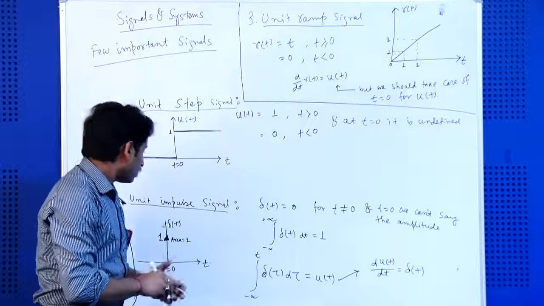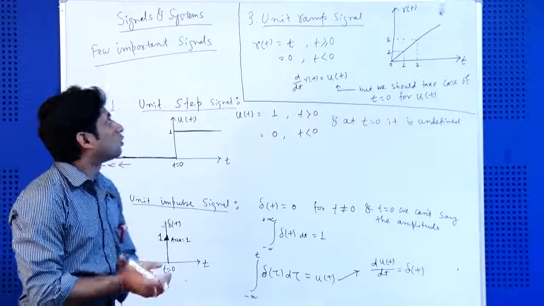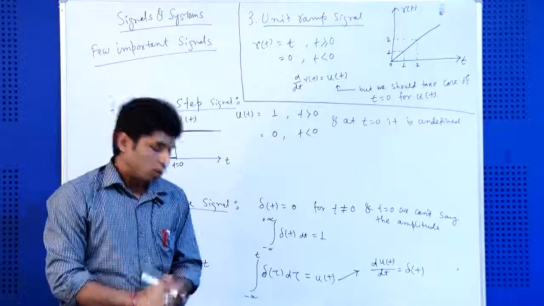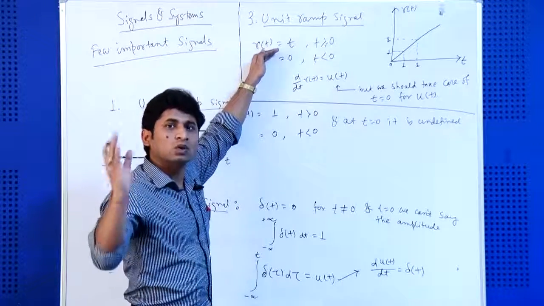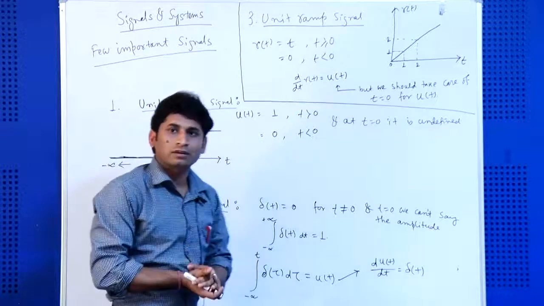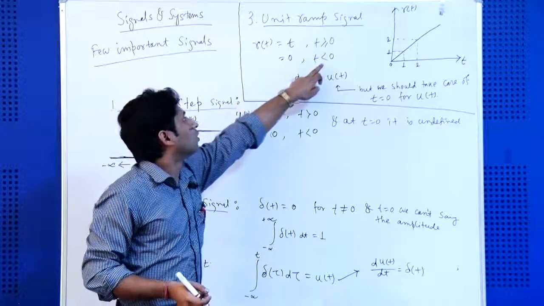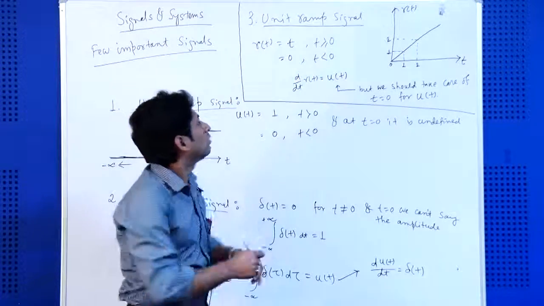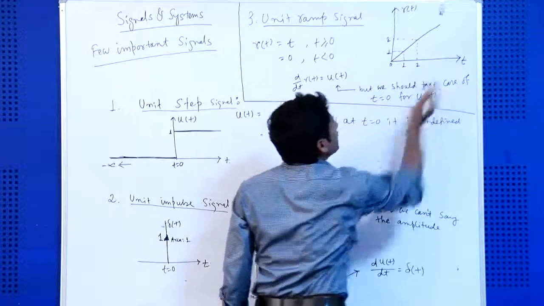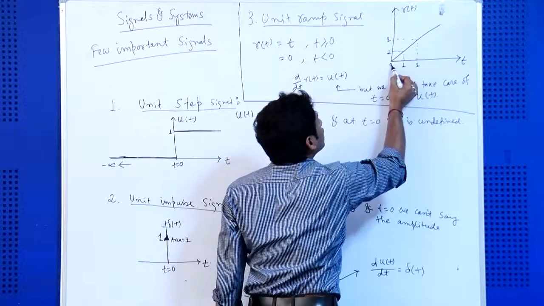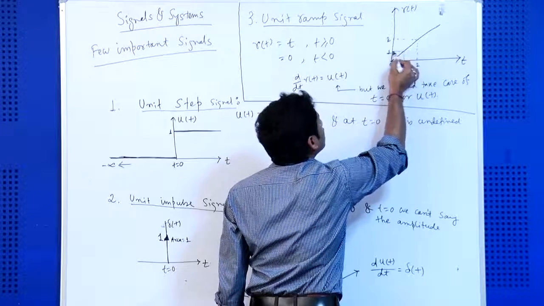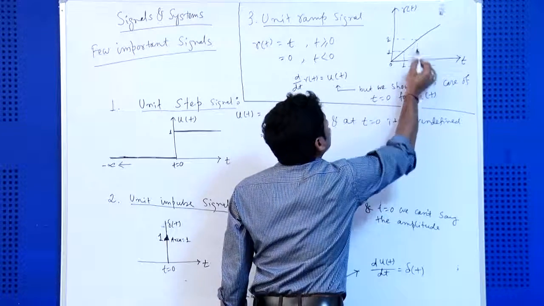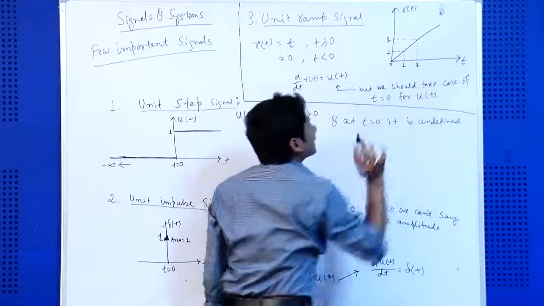Now we have to know the third one, the unit ramp signal. The unit ramp signal is defined as r(t) equal to t when t is greater than or equal to 0, and r(t) equal to 0 when t is less than 0. Now this is the graphical representation. When t is equal to 0 the value is 0, when t is equal to 1 the amplitude is 1, when t is equal to 2 the amplitude is 2, and so on.